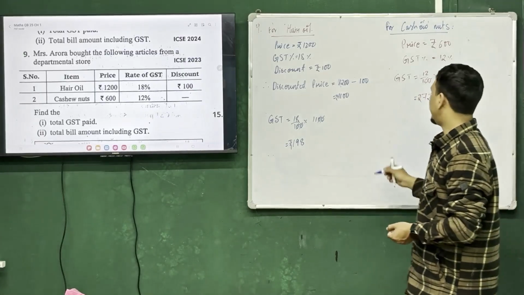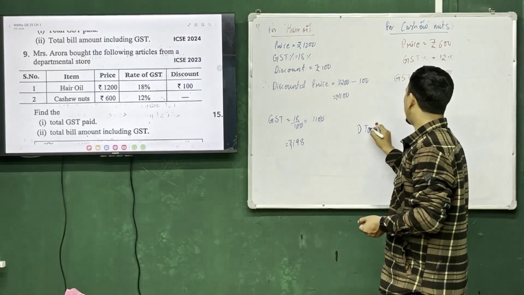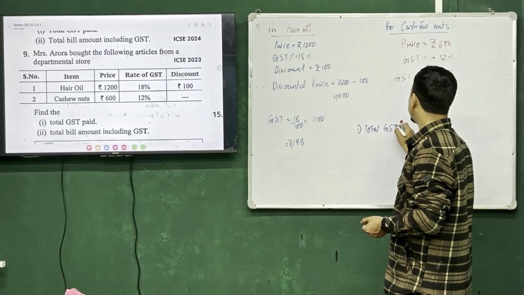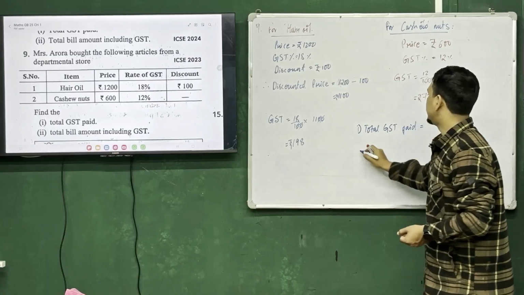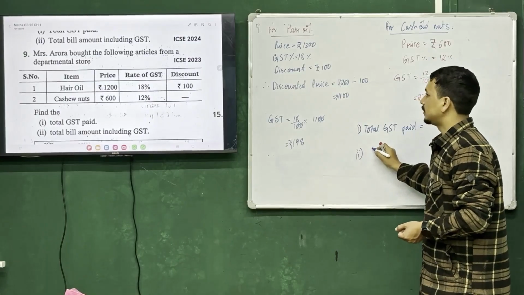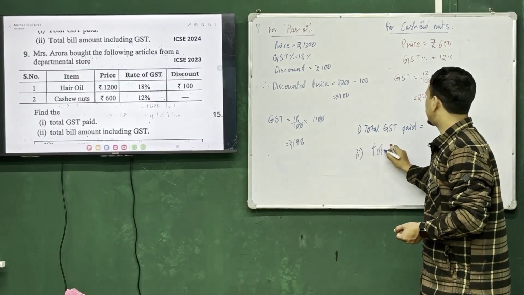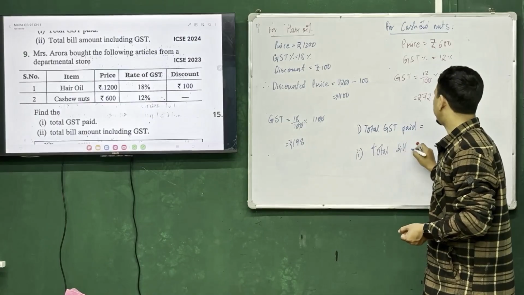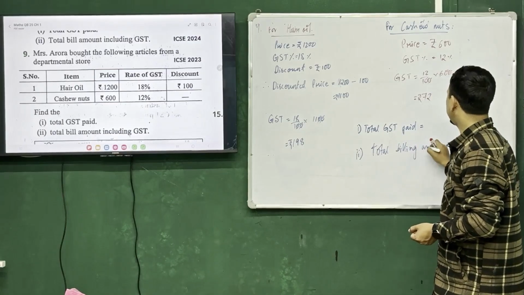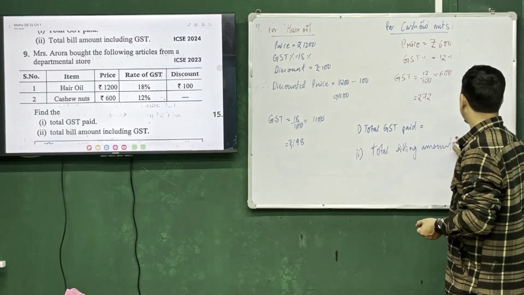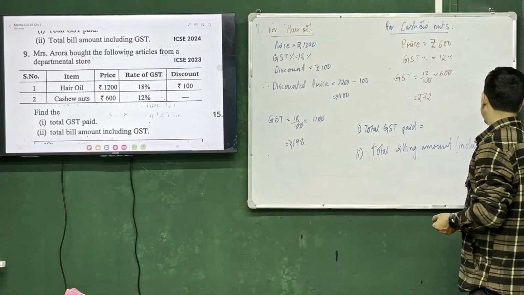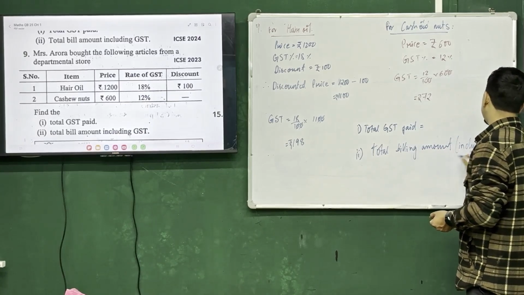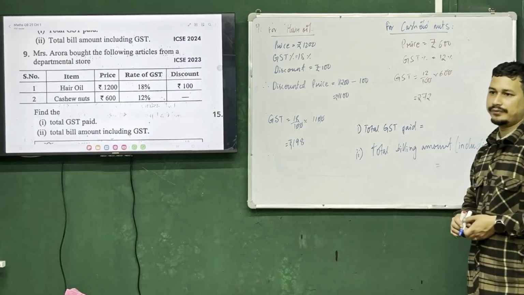Here also we have to find the total GST paid. Number one, total GST paid will be equal to, and number two, total billing amount including GST will be equal to. So fill the gaps.